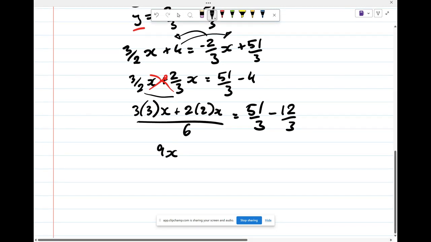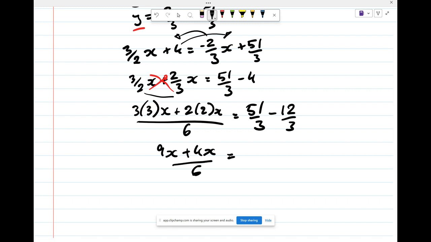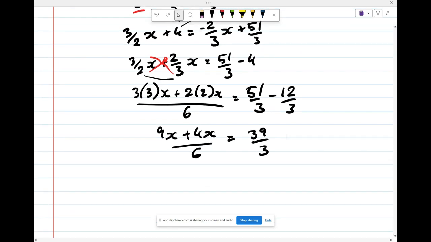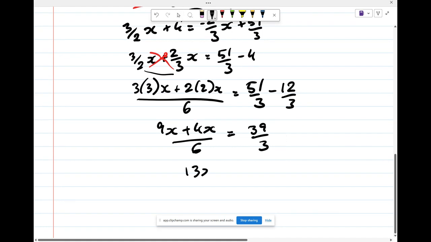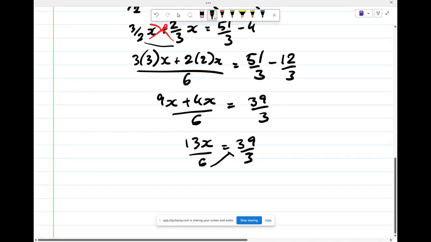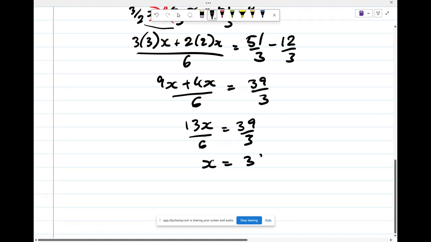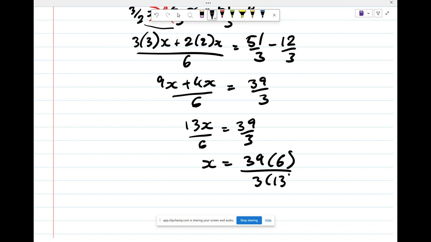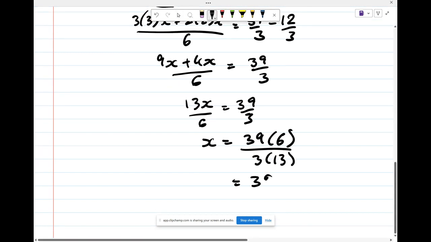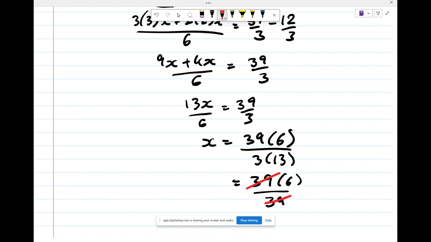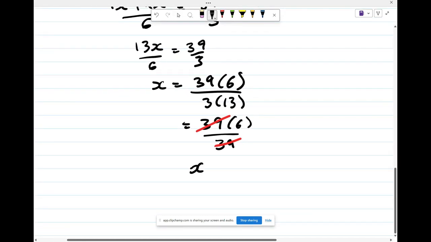So now this is 9x + 4x over 6 is equal to 51 - 12, which is 39 over 3. This is 13x over 6 is equal to 39 over 3, almost there. So now we can multiply by 6 and then divide by 13. So x is going to be 39 times 6 over 3 times 13. That's 39 times 6 over 39. We can divide up and below by 39, and we're going to get x is equal to 6.